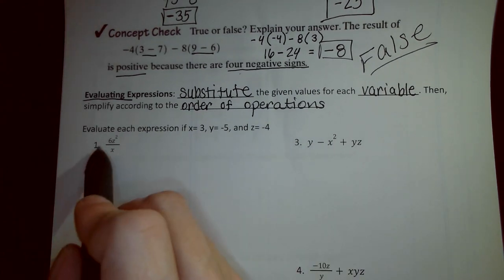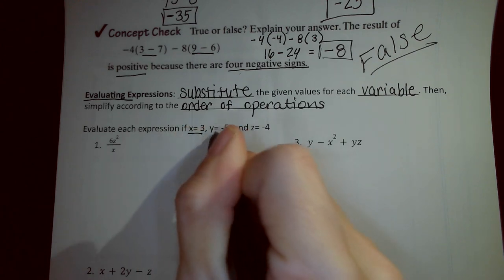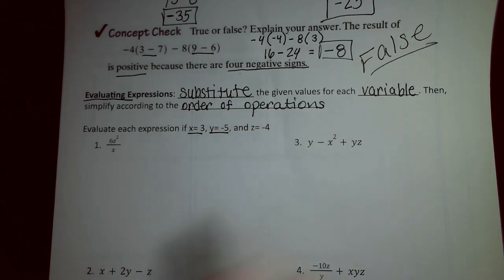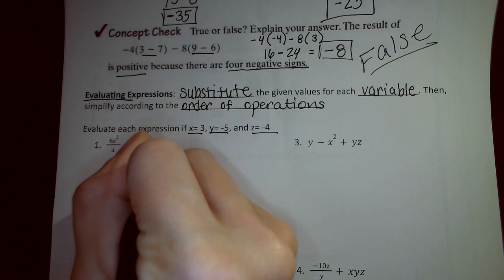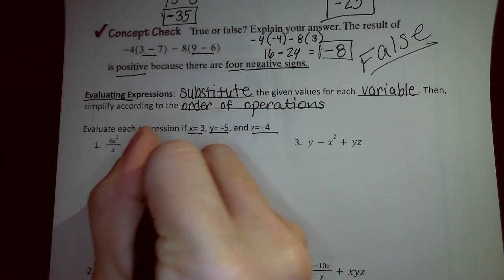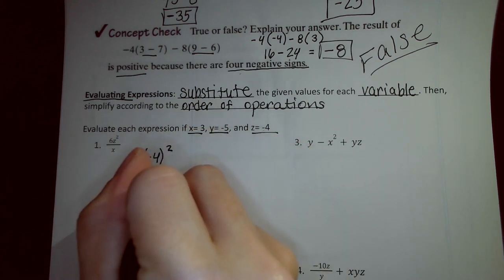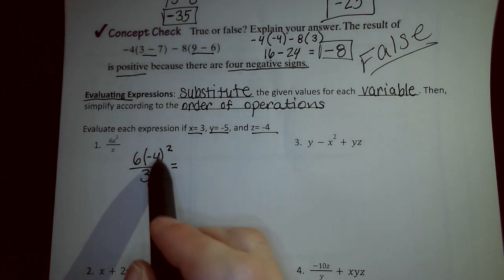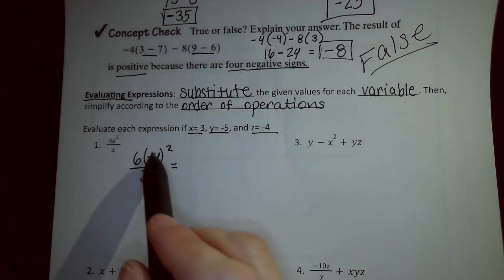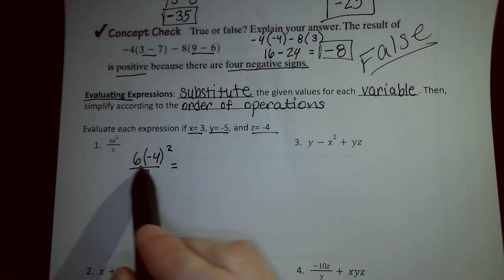So number one, 6z squared over x. X is 3, y is negative 5. Z is negative 4. So 6 times z, negative 4, squared over 3. Now, we have parentheses, but again, there's no operation inside the parentheses. They're just separating the negative 4 from the 6. So that's really showing me multiplication.